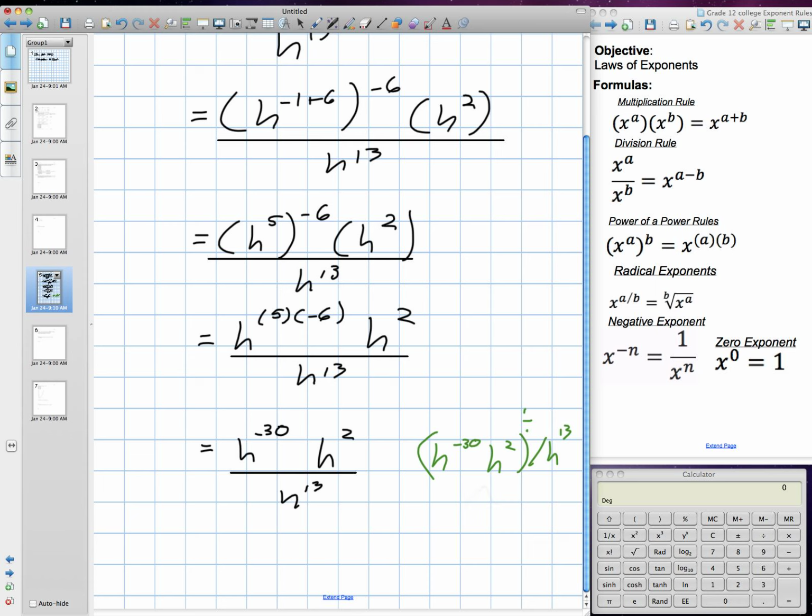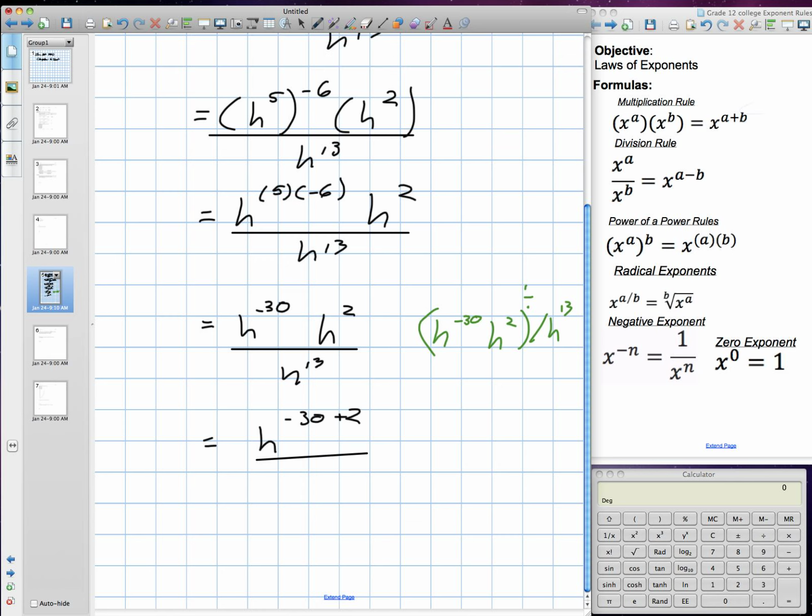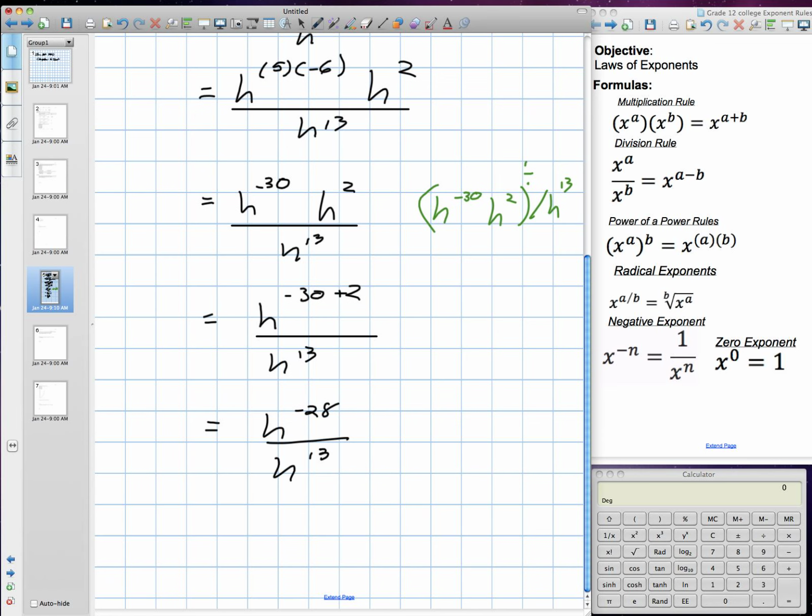So, let's talk about what rule this is. This is multiplying the two numbers together. So when we are multiplying the numbers together, we add the exponents so that we have the same base. h to the power of negative 30 plus 2, divided by h to the 13. What's negative 30 plus 2? What is it? h to the negative 28 divided by h to the 13.